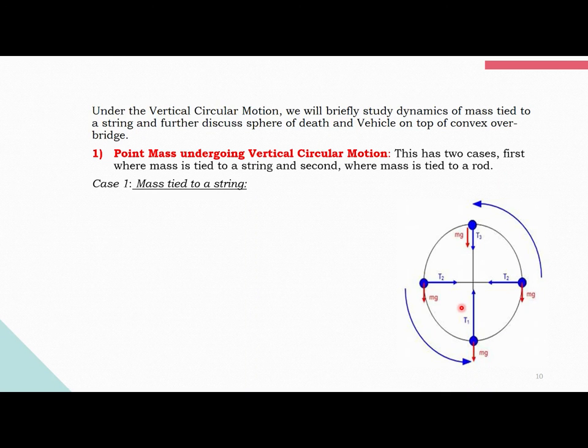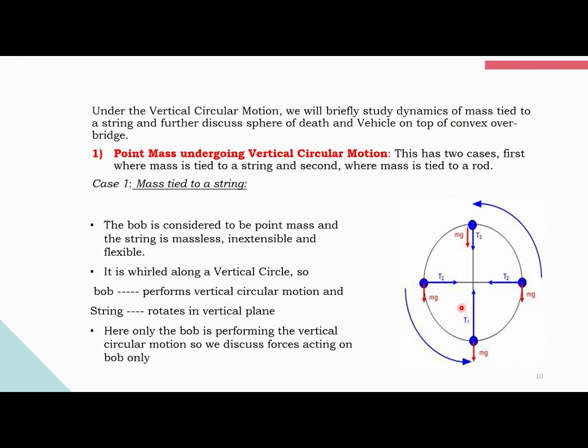The bob is considered to be a point mass and the string is massless, inextensible and flexible. It is whirled along a vertical circle. So, the bob performs vertical circular motion and the string rotates in a vertical plane. Here, only the bob is performing vertical circular motion. So, we discuss the forces acting on the bob only.